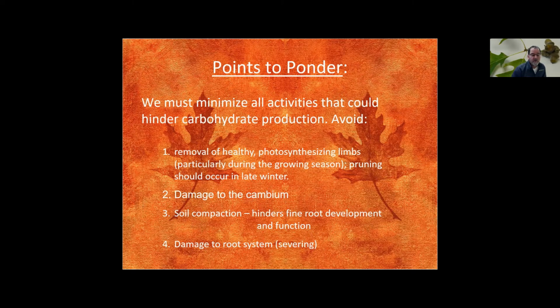We also, of course, want to avoid damage to the cambium for obvious reasons. That's where the xylem and phloem originates, and you can cut off the flow of that pretty rapidly. Soil compaction is something that we oftentimes don't consider, but soil compaction is going to hinder fine root development and the function of the fine roots. And I'll show you what I mean by that shortly, but that's something we certainly want to avoid, whether it's foot traffic or compaction with equipment around construction sites and so forth. And then finally, obviously, we want to avoid damage to the root system, particularly the severing of the roots.